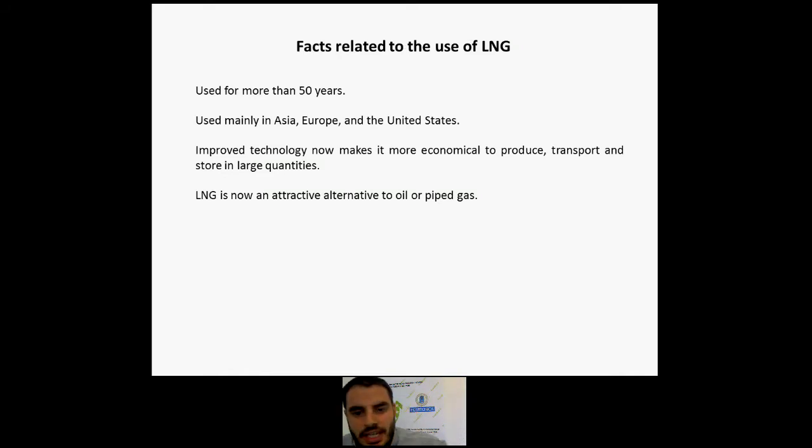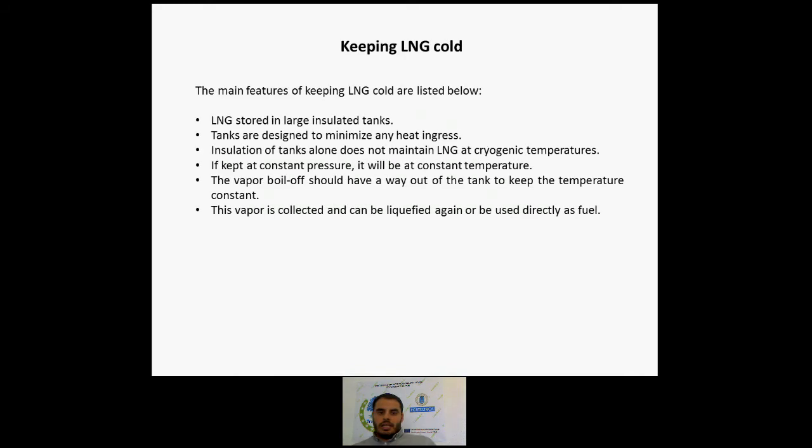LNG carriers can be diverted to a number of LNG consuming countries, easily providing high confidence in security of supply from a gas importing nation. See? Now, next question could be, well, how can we keep LNG cold?